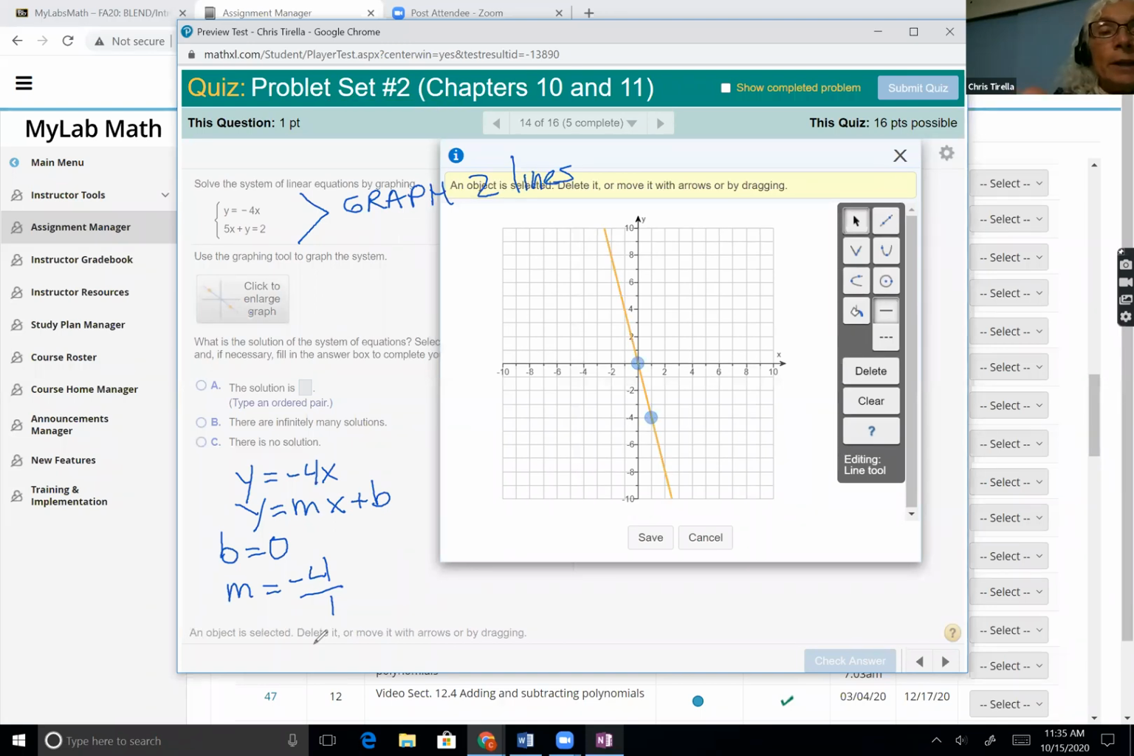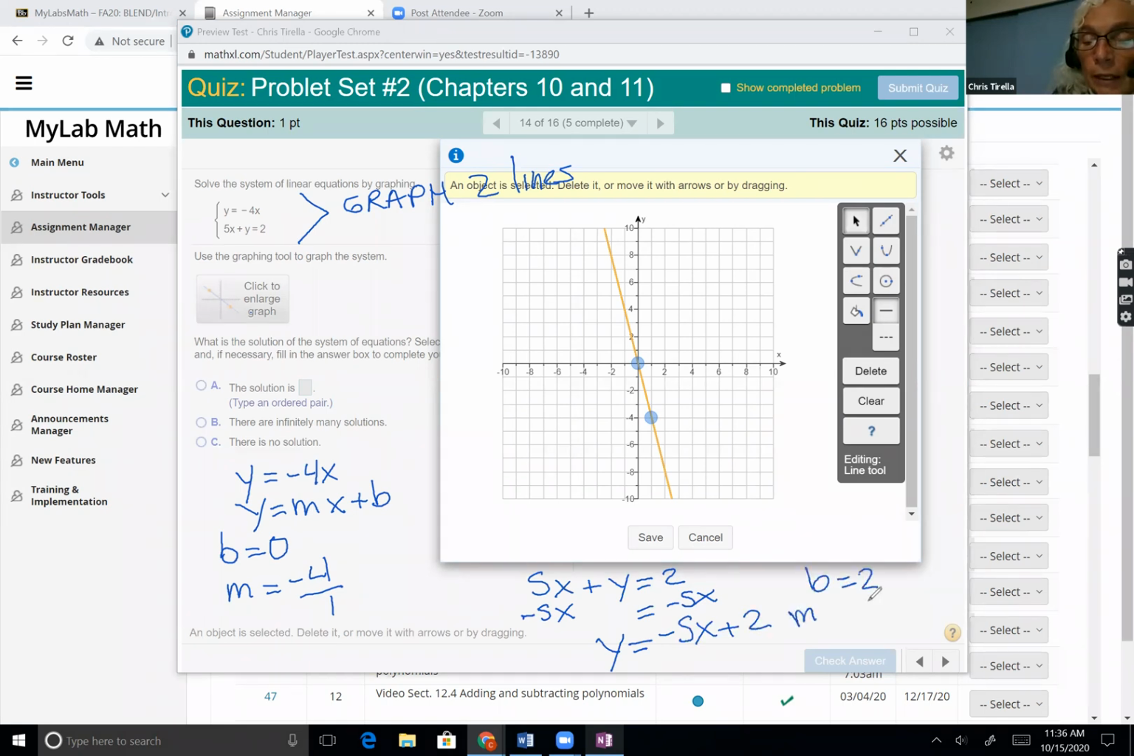Now my second line is the line 5x plus y equals 2. I want to get the y alone, so I'll subtract the 5x from both sides. Gives me y equals negative 5x plus 2. So here I'm going to begin at 2, and my slope is negative 5 over 1.